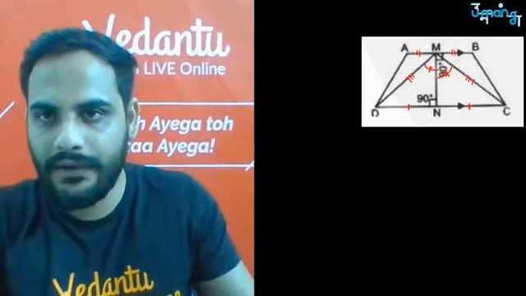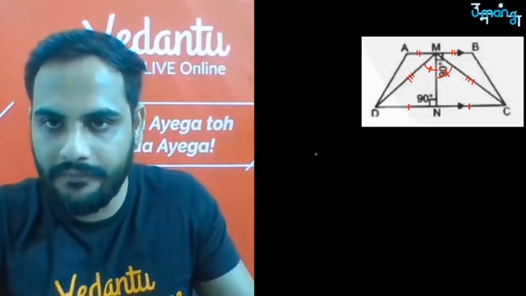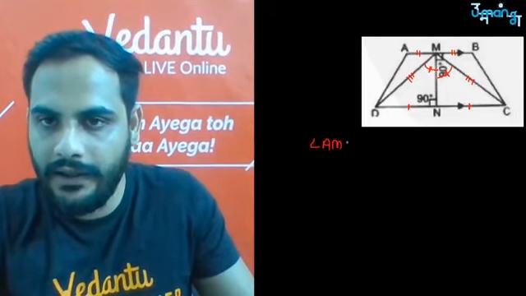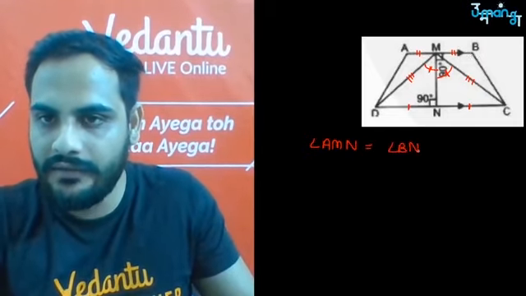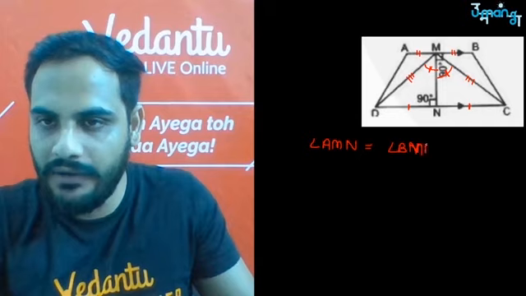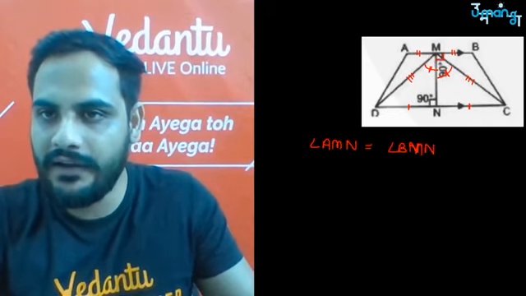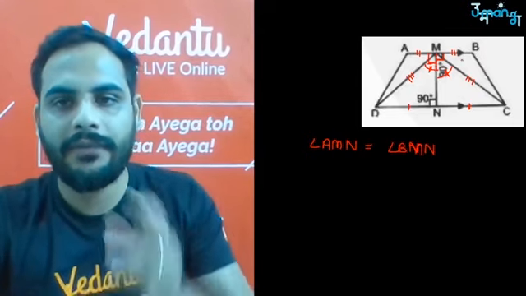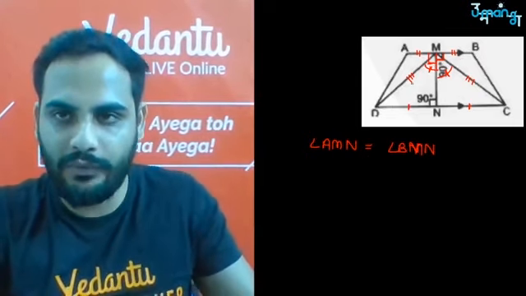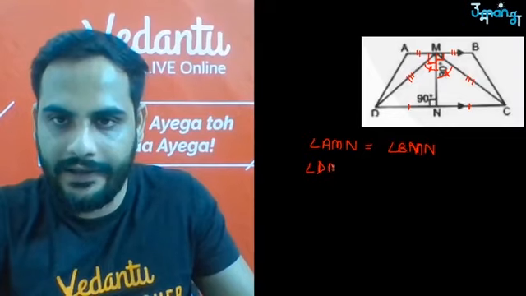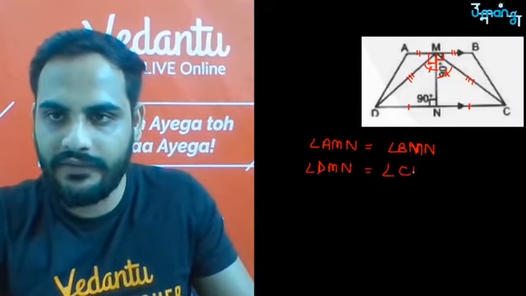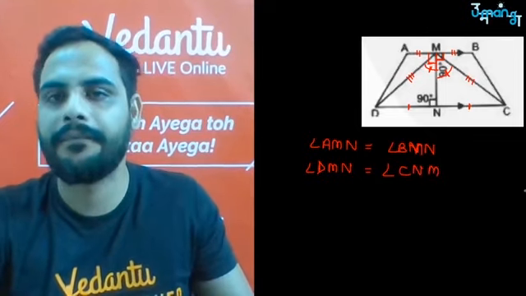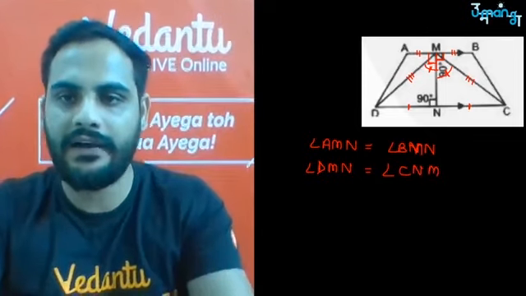We know that angle AMN is equal to angle BMN because both are 90 degrees. Angle AMN is equal to angle BMN, 90 degrees and 90 degrees over here. Correct? So these two angles are 90 degrees. From this angle, I also know one more equation, that angle DMN is equal to angle CNM. These two angles are equal.